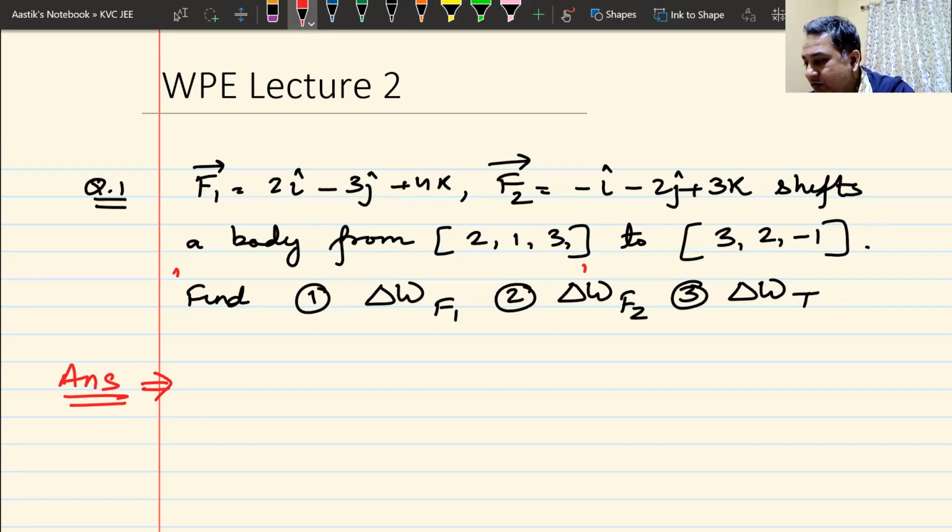The first force is 2i minus 3j plus 4k. The second force is minus i minus 2j plus 3k. The particle is shifted from 2, 1, 3 to 3, 2, minus 1. You have to find the work done by each of these forces, F1 and F2, and then find the total work done. I hope the question is clear to all. In the online class, Karthik, Charita, Deepak, Shreya, I hope all of you are trying the question.